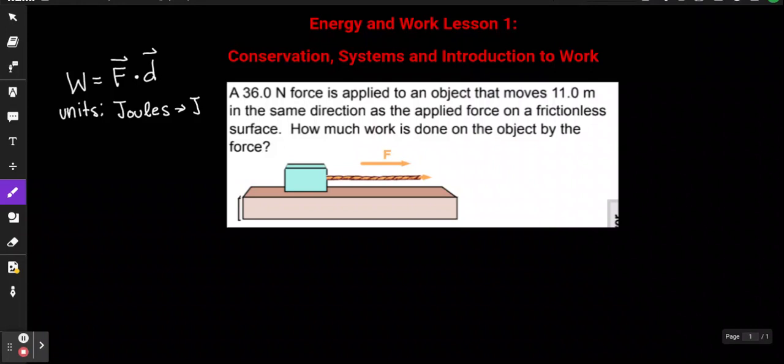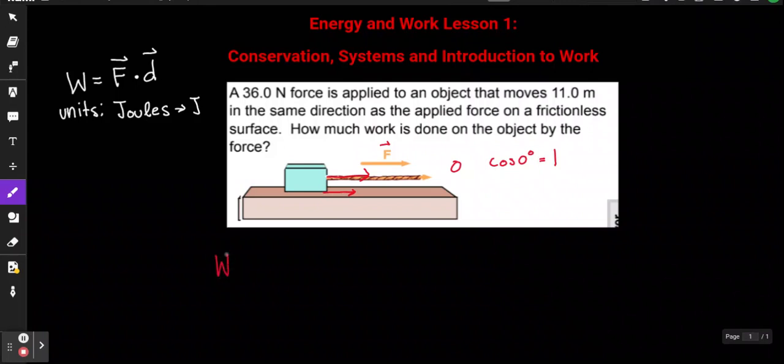Okay, so we know that we have a force vector. Let me change my color. We have a force vector moving to the right, and our displacement vector is also moving to the right because the object moves in the same direction as the applied force. Therefore, the angle between these two vectors is 0, and cosine of 0 degrees is 1. So we simply have to do force times distance in this case.